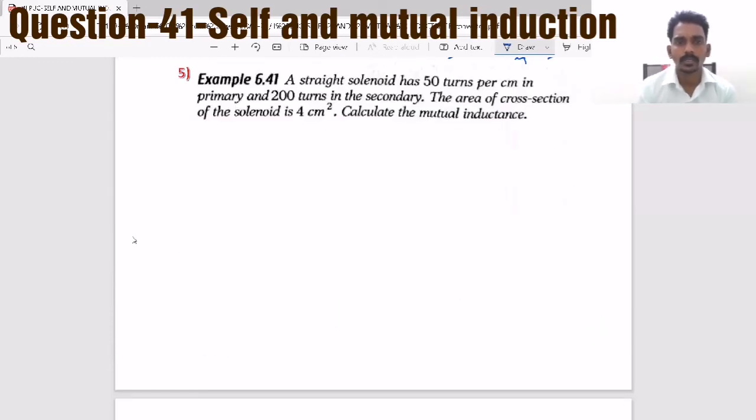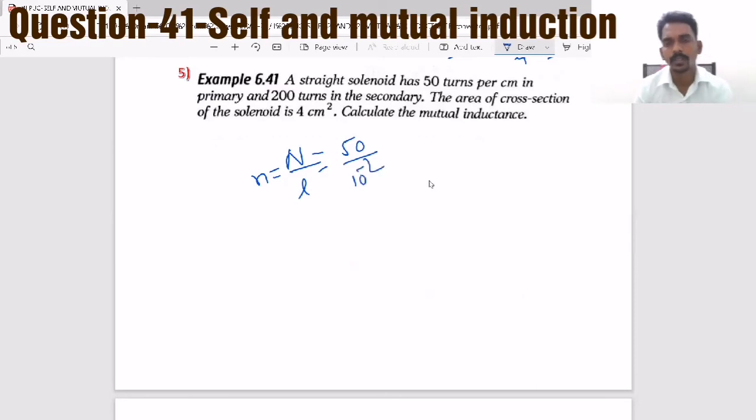Now one last and final question. A straight solenoid has number of turns per centimeter. That means the n value, small n value. How much? 50 turns per centimeter. So per centimeter means 10 power minus 2 per meter. And this is the primary, sorry, and 200 turns, N2 is 200. This is N1.